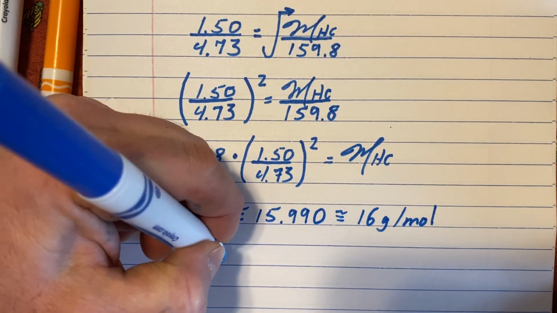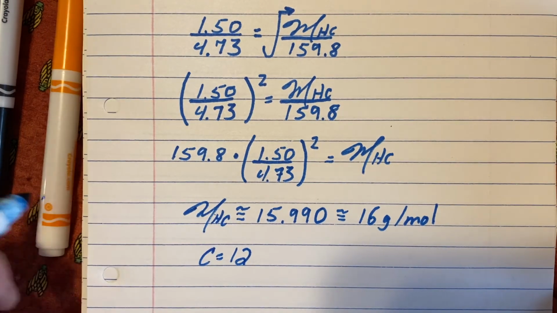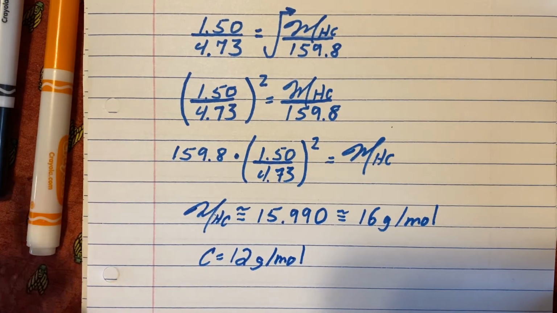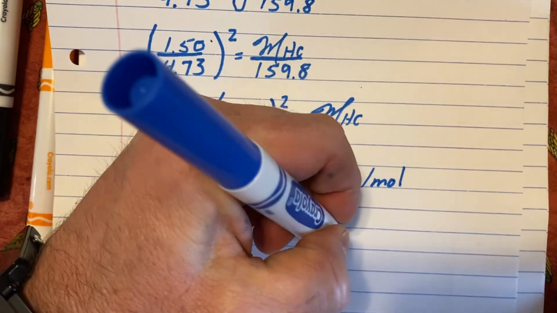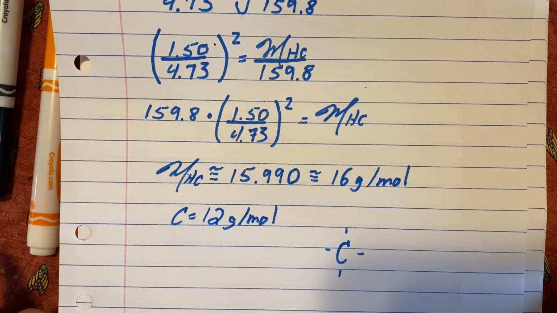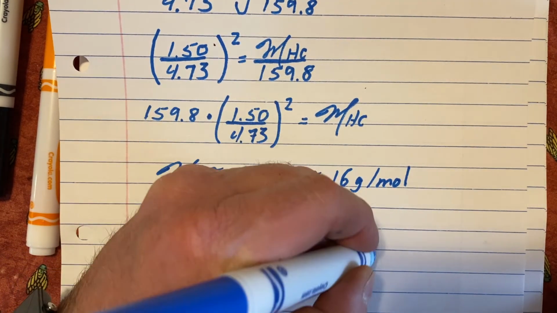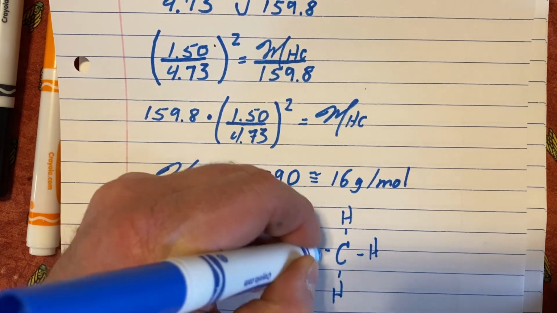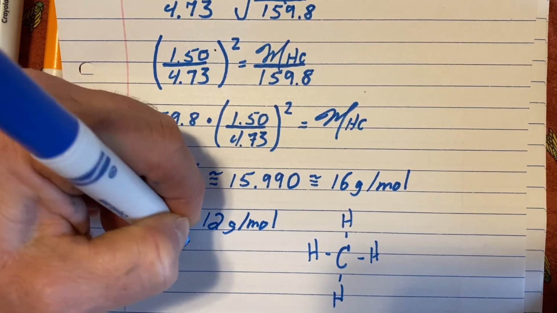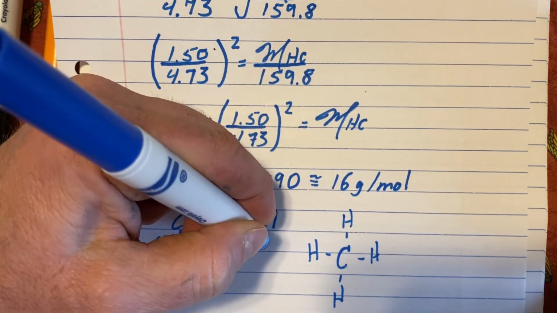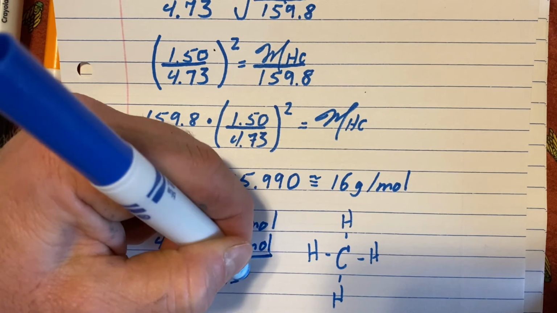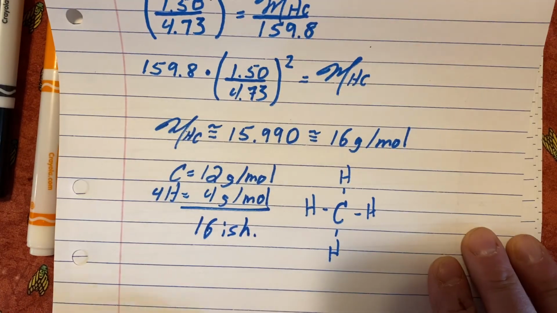Well, if carbon equals 12 grams per mole, that leaves us with 4 additional grams per mole. And if you remember, every carbon likes how many bonds? 4. And there's only one element that could possibly give us 4 more grams per mole. It would be hydrogen. It's about 16, right? There you go. Not that bad, right?